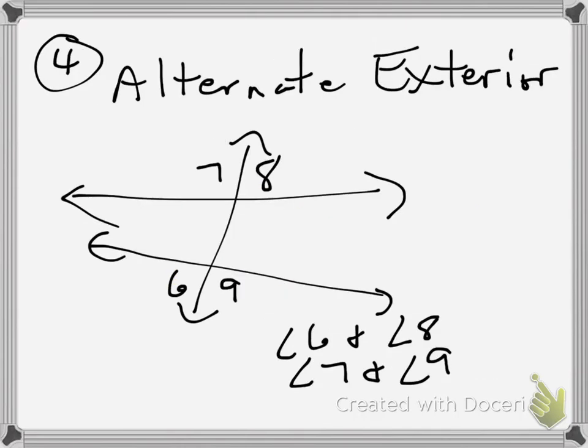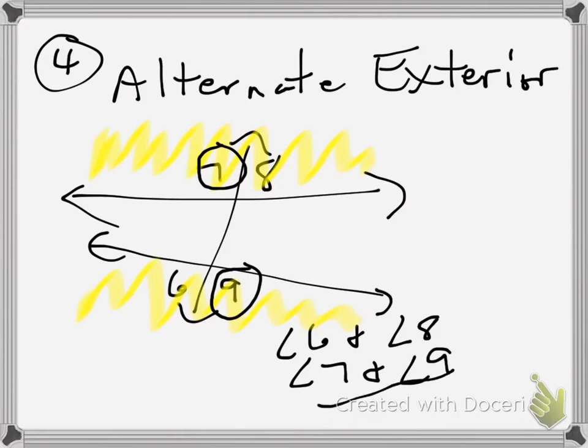Alternate exterior. Well, now we're looking at the outside of the two lines. So again, alternate meaning opposite sides of the transversal. Angle 7 and angle 9 would be an example of alternate exterior angles. And then 6 and 8 would also follow suit. So there are two pairs of those.